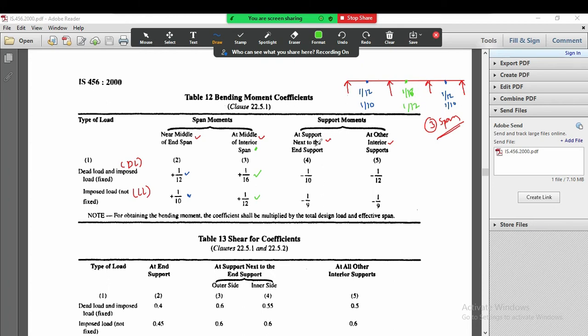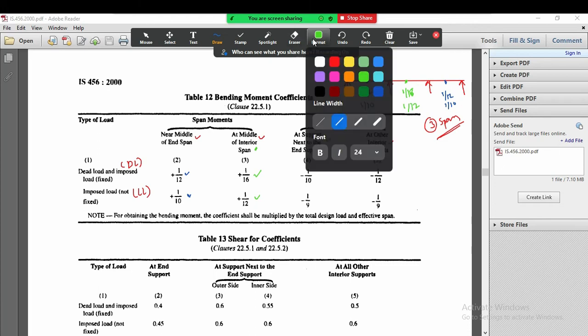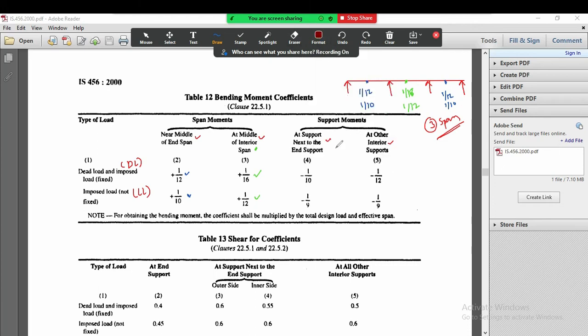And now the support next to the end support. So this is point A, and suppose this is point B. These two are your end supports, and point C and point D are the supports next to the end supports. Okay, so there is no interior support here in this three span continuous beam.